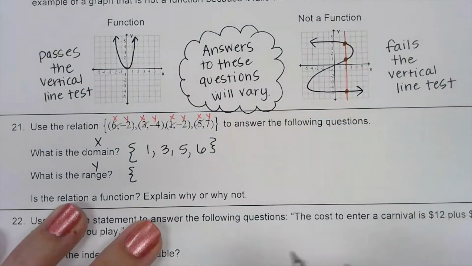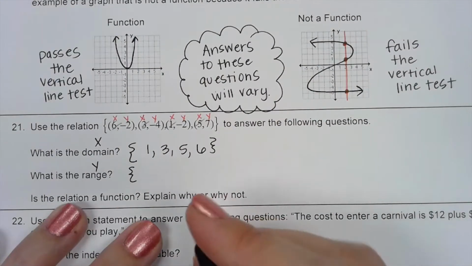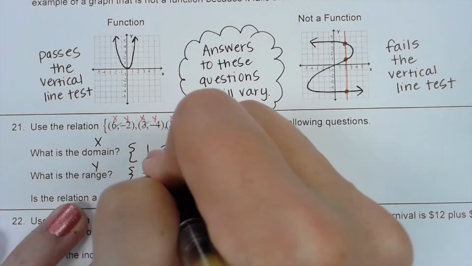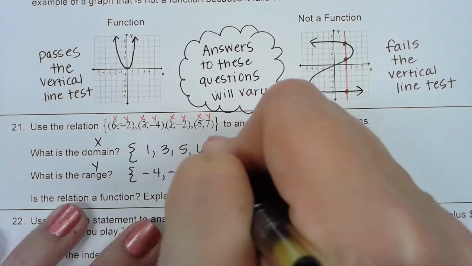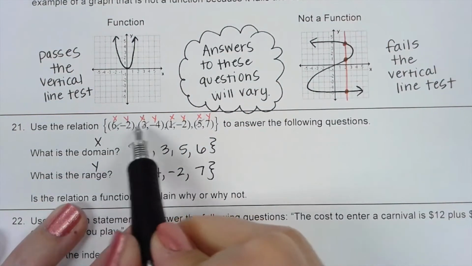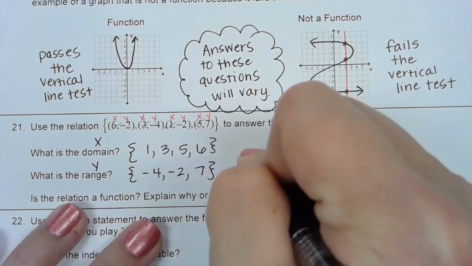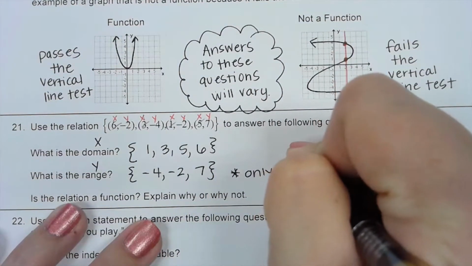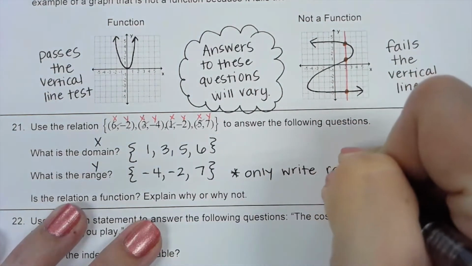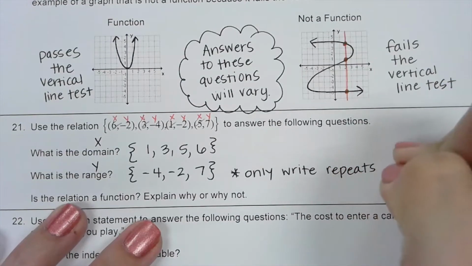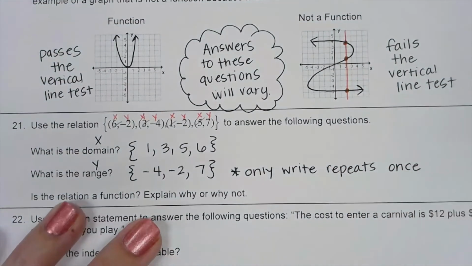And then from smallest to biggest, my range would be -4, -2, and +7. Notice that even though there's 2 -2's, I only write it once. So only write repeats once. Just make a note about that so that you don't forget about that.